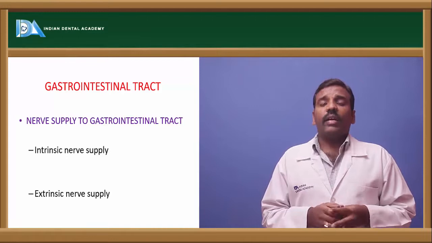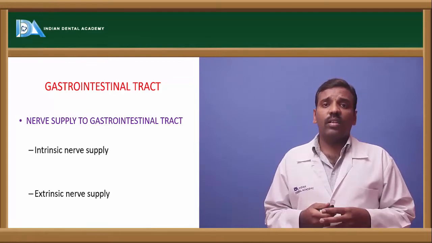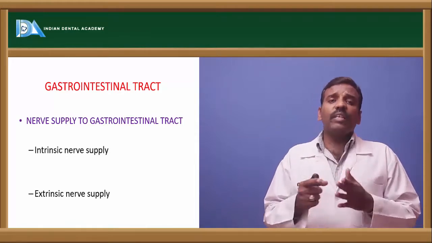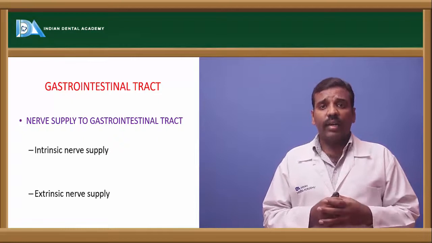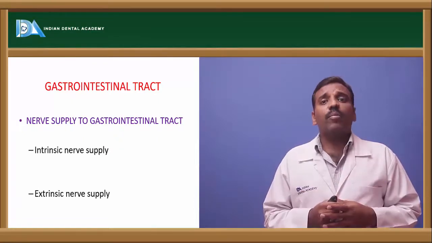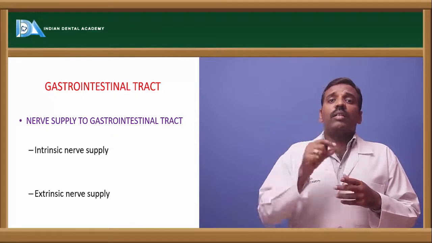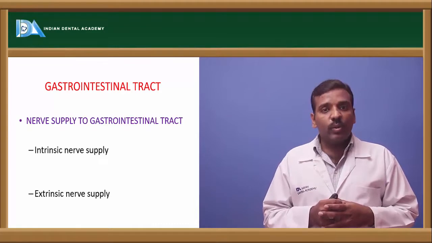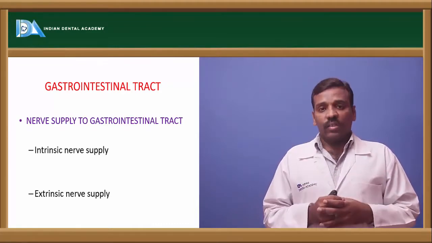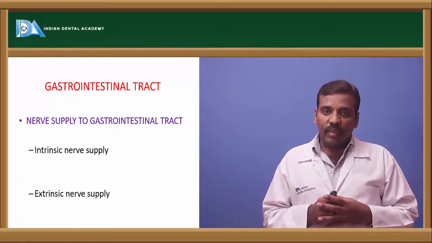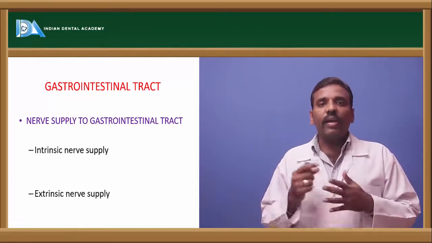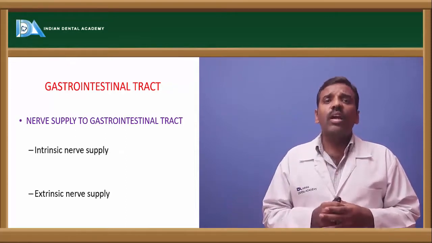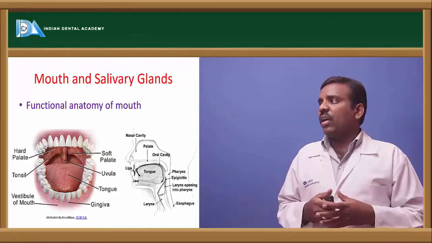If you see these intrinsic nerve fibers, the Auerbach's nerve plexus is present between the submucous layer and the muscular layer, and the other nerve plexus is present within the muscular layer. That is, the muscular layer is divided into two parts: one is longitudinal and the other is the circular muscular layer. In between these two layers the nerve plexus is present.